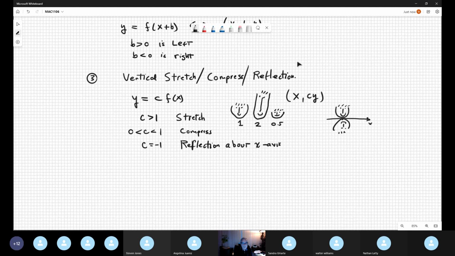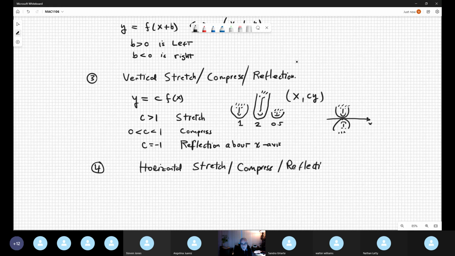And number 4, the last one, fortunately, is horizontal stretch, compress, and reflection. To make a horizontal stretch, compress, or reflection, the formula is you take the original function and you multiply the x value by d.